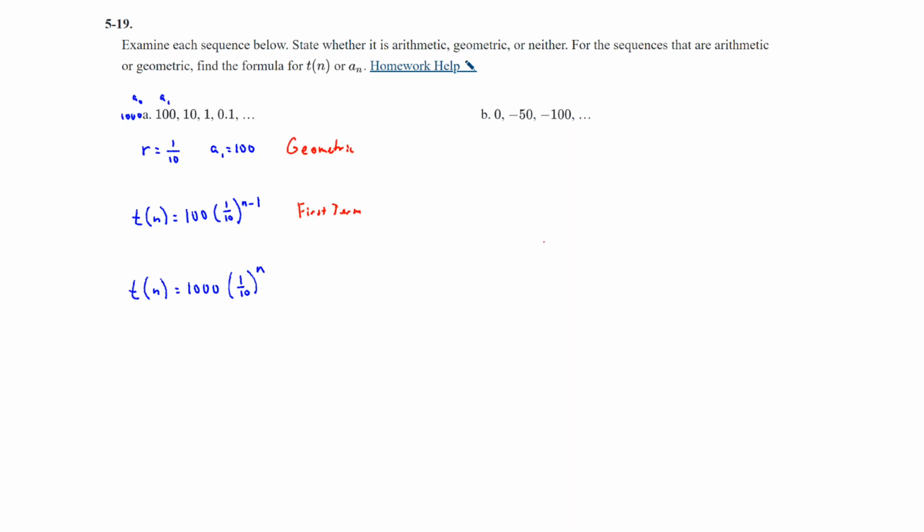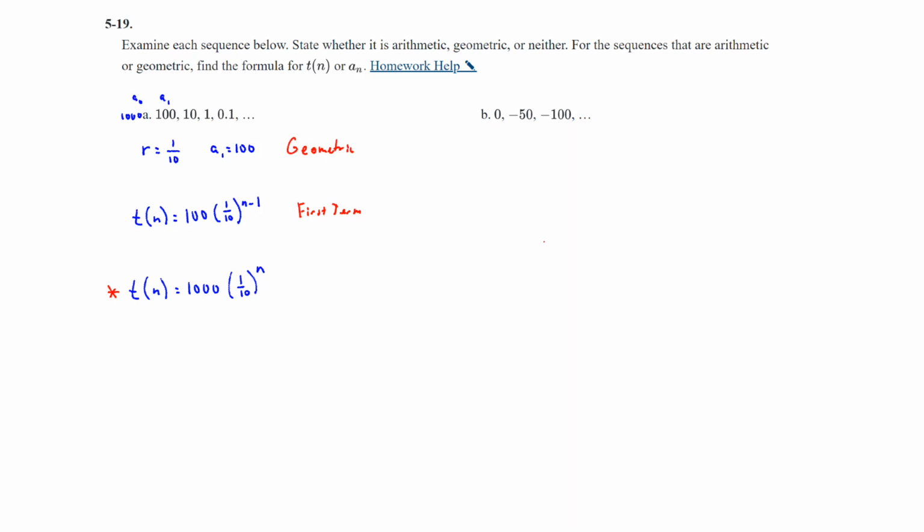Now, on the second one here, this is using term 0. So I started with 1,000, which would be what we usually call our initial, that starting value. Still 1 over 10, but raised to the n. So now when I plug in n equals 0, I get 1 times 1,000, which is 1,000. So either one of them works. It's just one's the first term form, and the other one just starts with term 0.